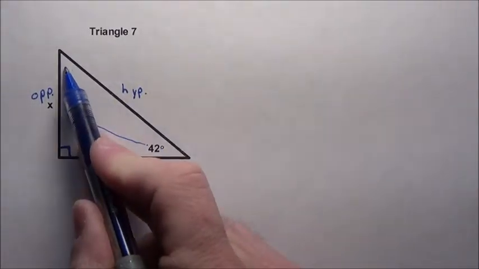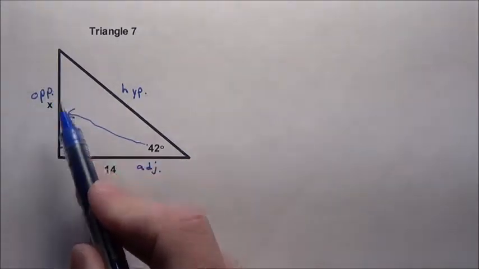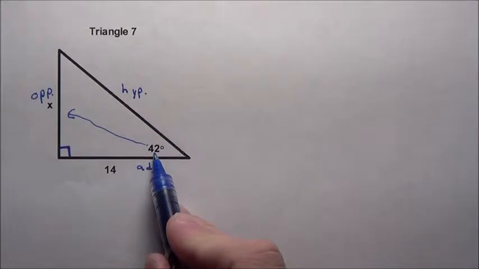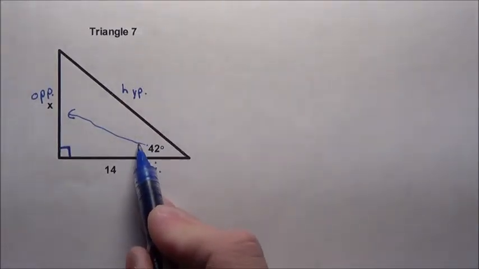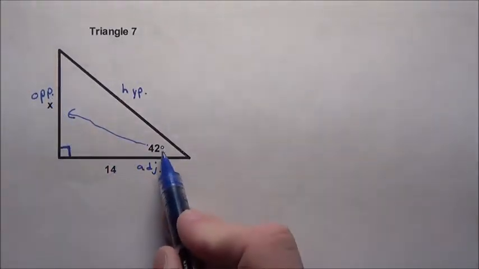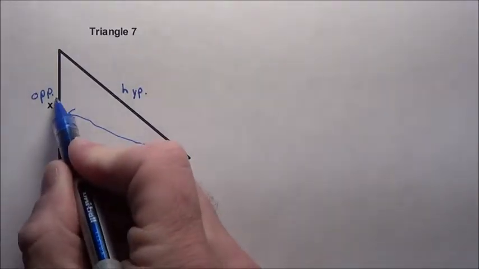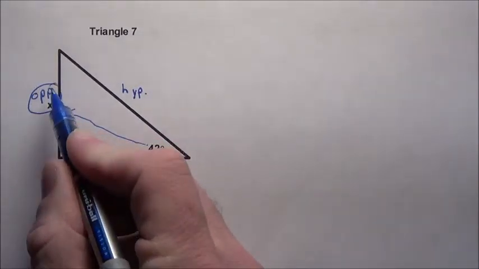Again, if the angle had been up here, this would have been my opposite, and that would have been my adjacent. It all depends on where the angle is given. Since the angle 42 degrees is given right here, across from there, there's your opposite. Sitting right there beside you is your adjacent. We're trying to find this x, so we're trying to find the opposite side.